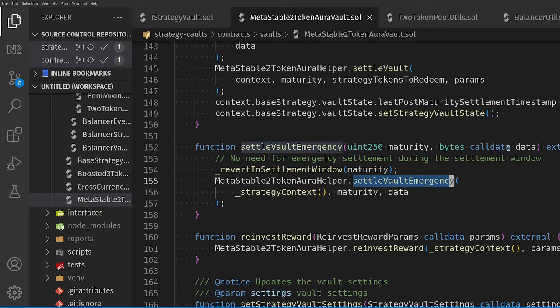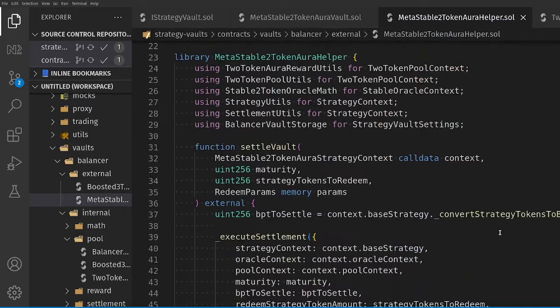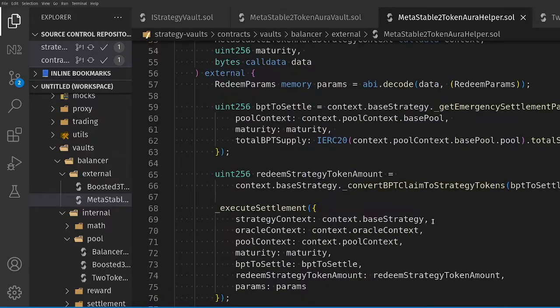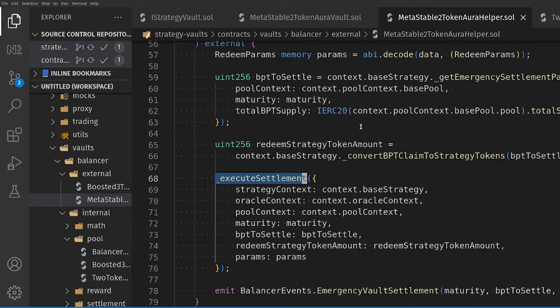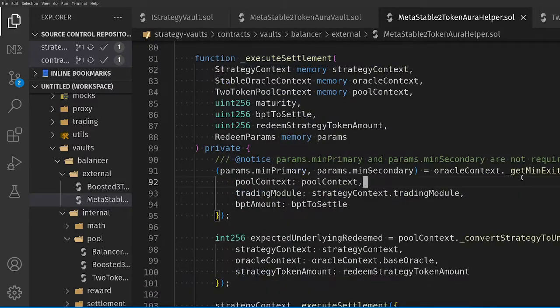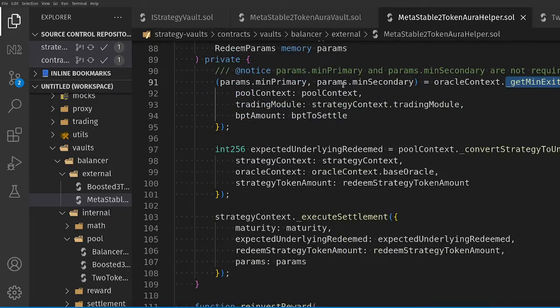So let's take a look at token vault helper. Let's take a look at the settlement code. These all do a bit of authentication and checking, and then they all go into this execute settlement. So what we'll do here is get the expected amount of underlying that should be redeemed, and this is based on the oracle price.